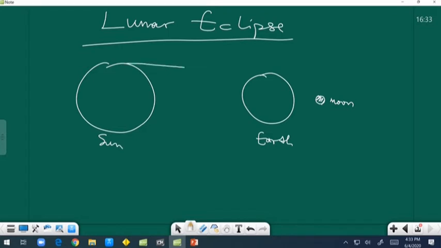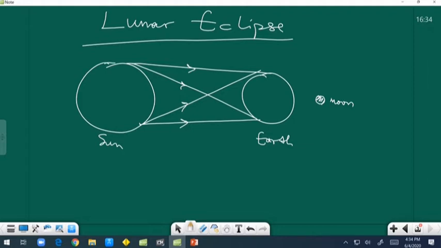The radiation coming from the sun is found to be blocked or obstructed by the earth because the earth is opaque. It doesn't allow light to pass through. So as a result of that, the shadow will be cast and there will be darkness around this region. That means the moon will be in total darkness. So in this case, we talk about the lunar eclipse.